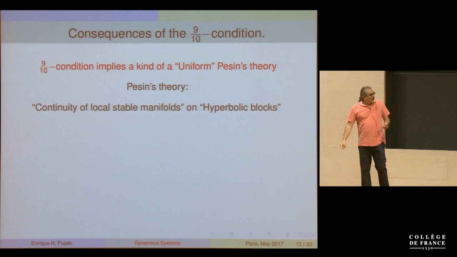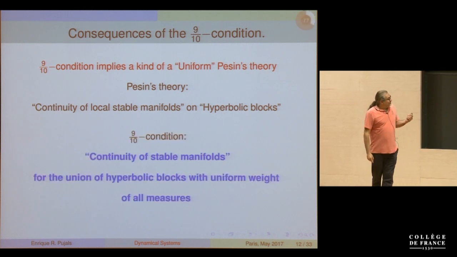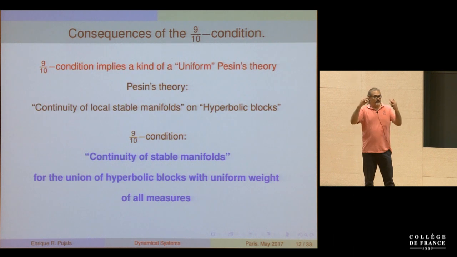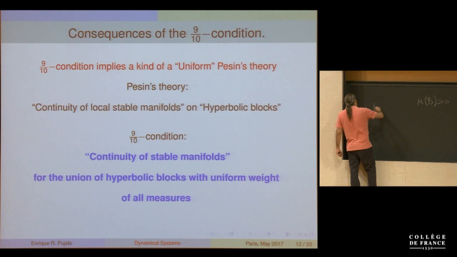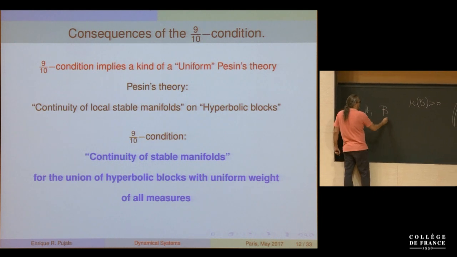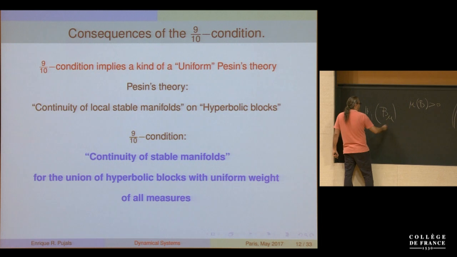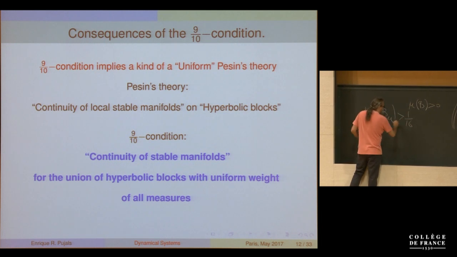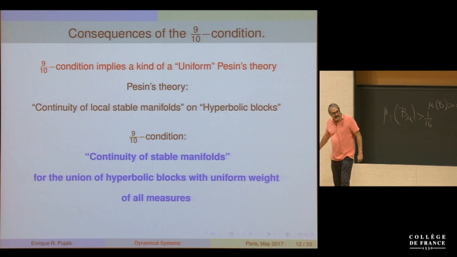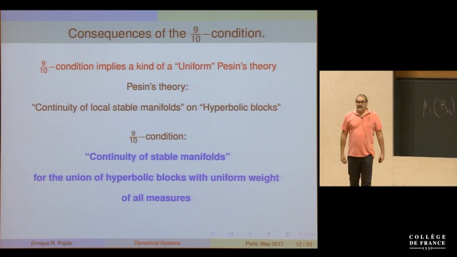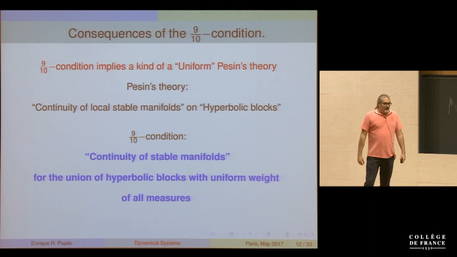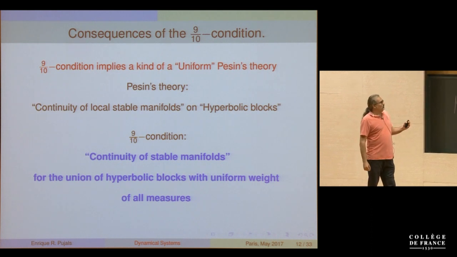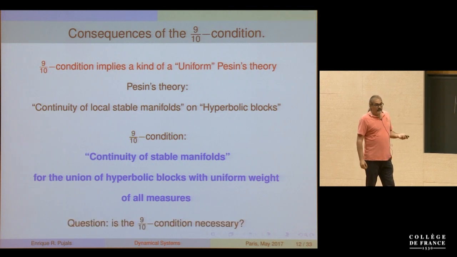Okay? And what we want is that, in fact, if you take all your measures, there is always a hyperbolic block with some kind of positive weight, and if you take the union of all of them and the closure, the stable manifold still forms a lamination. It's basically this. It's only a technical condition, and maybe we don't need it. Maybe this 9/10 condition is not necessary to get the result.